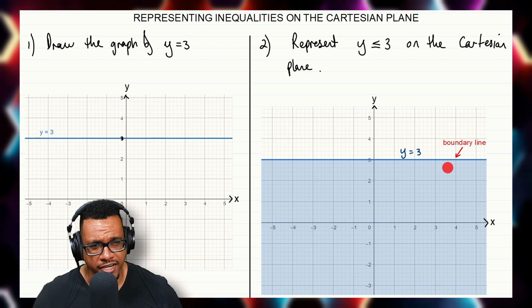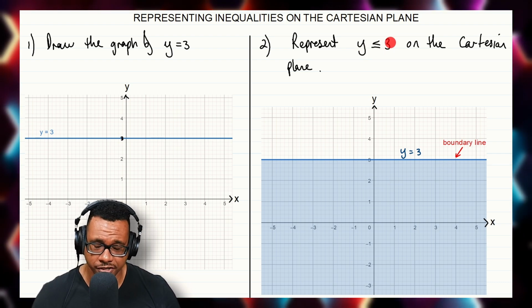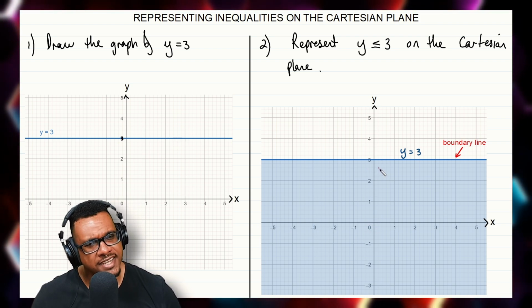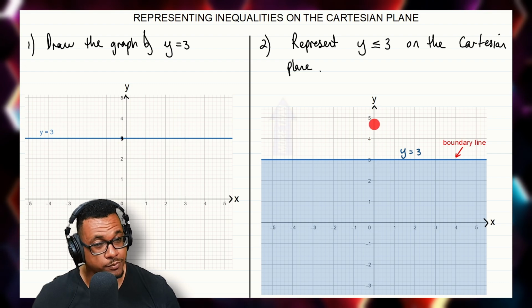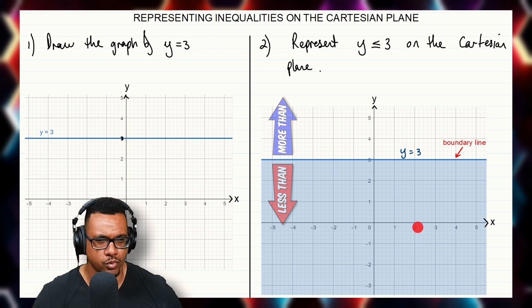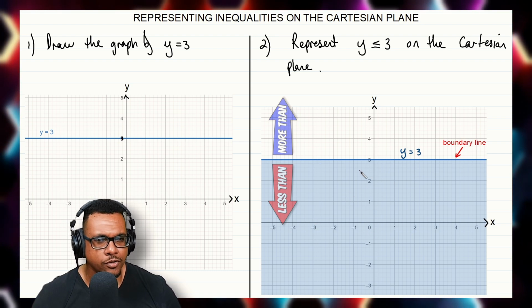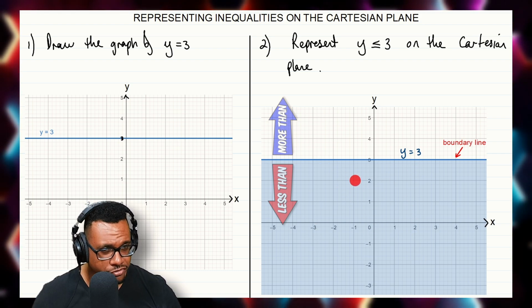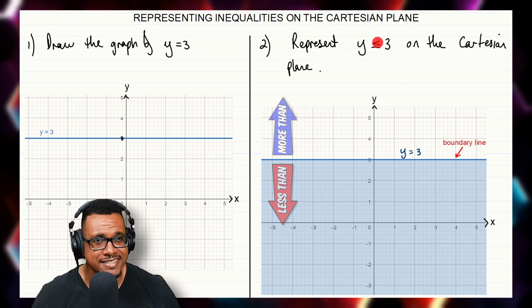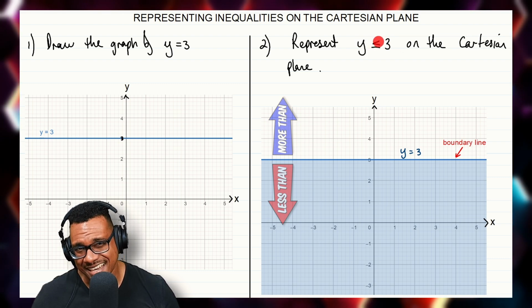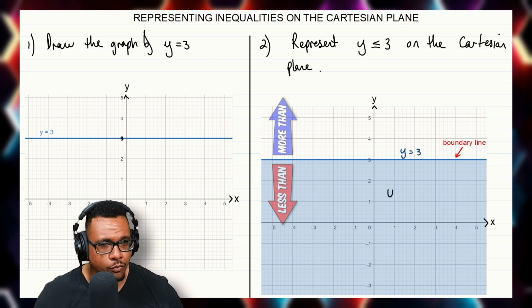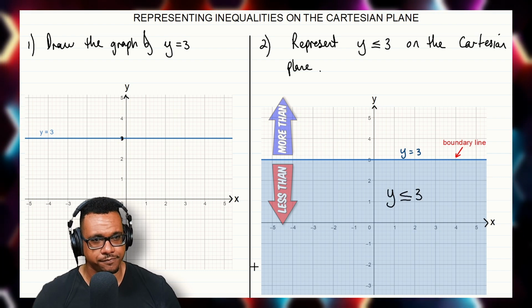Now, when we look at our boundary line, we want y is less than or equal to 3. So we look at the y-axis and determine which values are more than 3 and which values are less than 3. So 4, 5 on the y-axis will be more than 3, but 2, 1, 0 will be less than 3. And that's why we shade in below the line, because going below the line, below y is equal to 3, would be y is less than 3. And the line is solid to represent y is less than or equal to 3. If it was y is less than 3, this boundary line would have been a dotted line. So below here we have y is less than or equal to 3.